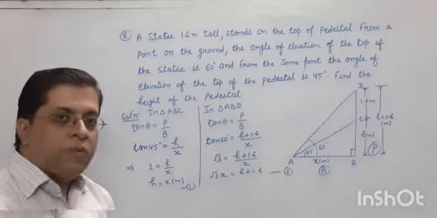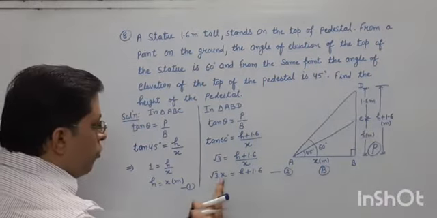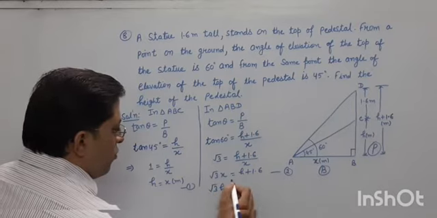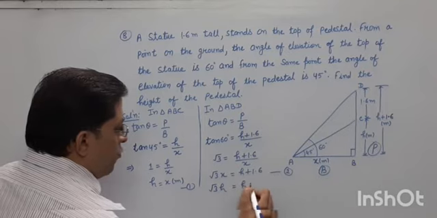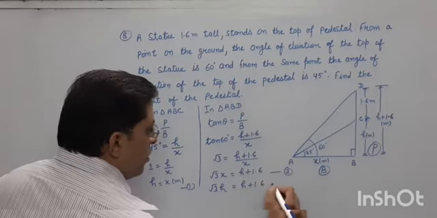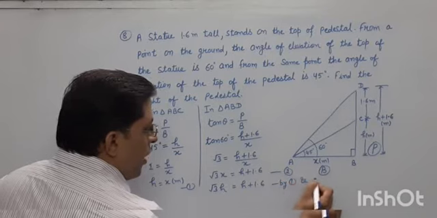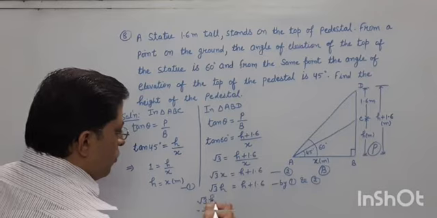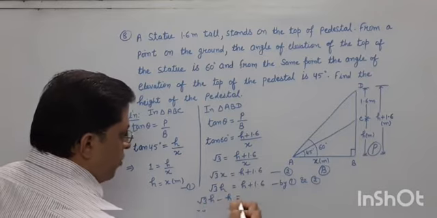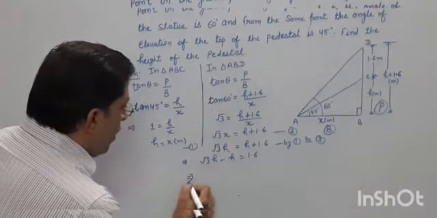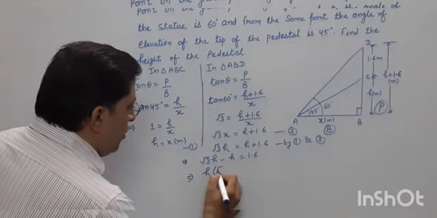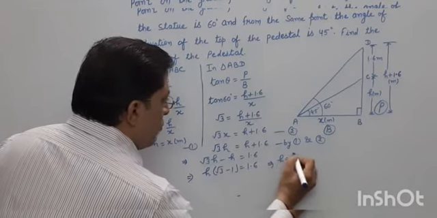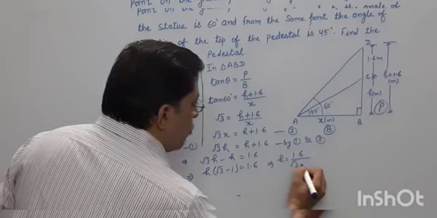I have to find the height h, so in place of x, what can I write? h. So root 3 h is equal to h plus 1.6, by 1 and 2. Here, root 3 h minus h is equal to 1.6. After that, you take out h common, root 3 minus 1 will come. Then h will be 1.6 upon root 3 minus 1.